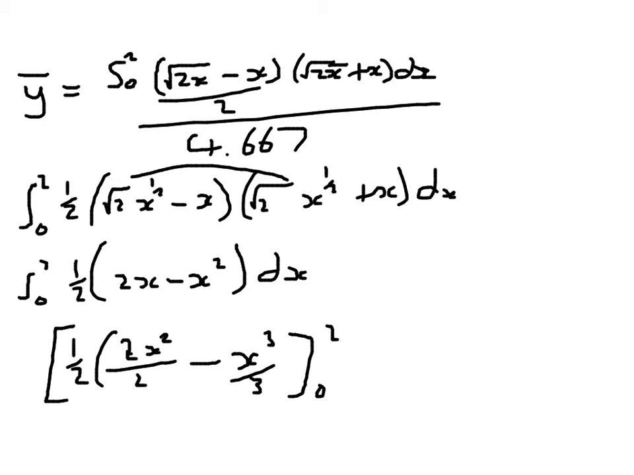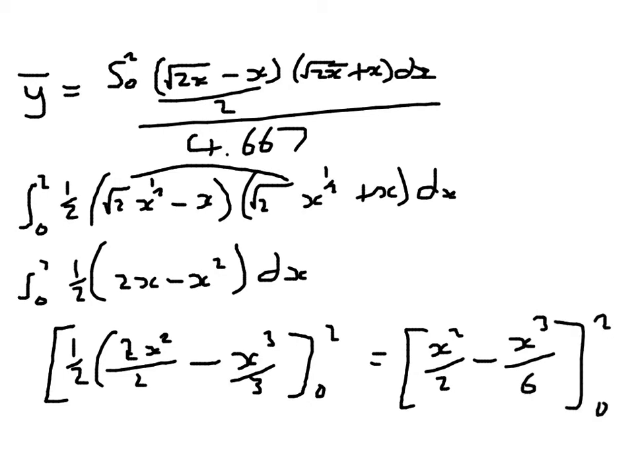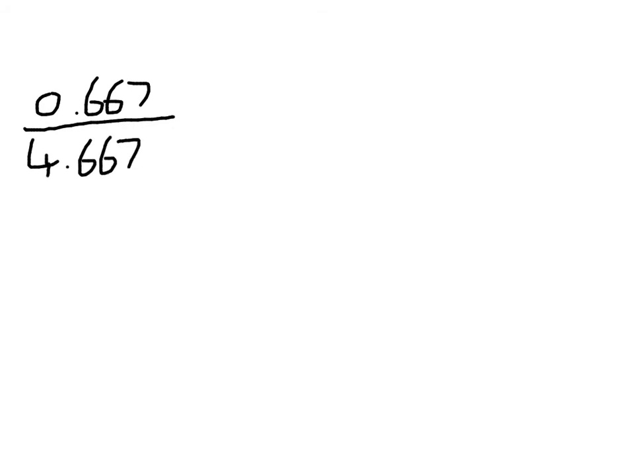If I then multiply my half out, that's going to give me x squared over 2 minus x cubed over 6 between 2 and 0. If I substitute 2 and 0 in, I'm going to get 0.667, and remember all of that needs to go over the integral of dA, which we know is 4.667. So my final y bar, my centroid coordinate in the y direction, is 0.143 metres.